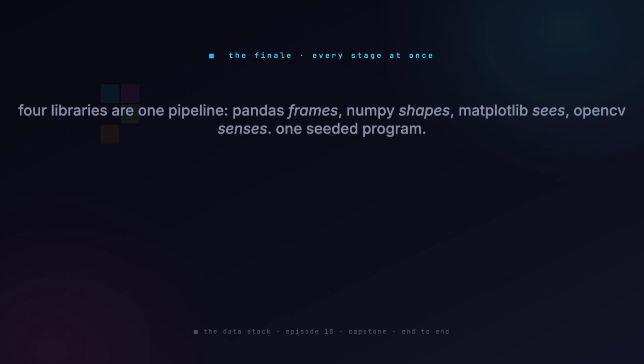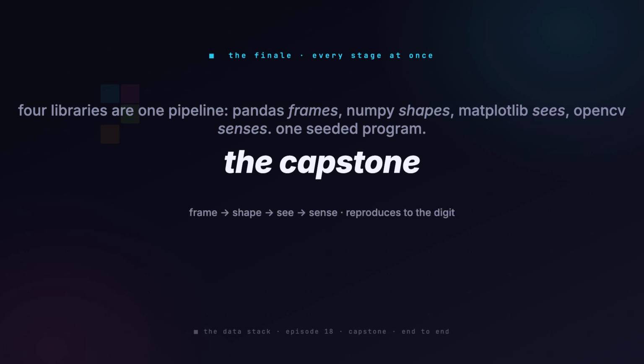Last episode we found contours and turned shapes into features. This is the finale, every stage at once. One seeded program: Pandas loads a dirty table, NumPy standardizes it, Matplotlib checks it, OpenCV augments an image batch, no downloads. Run it twice, same digits. The whole course in one pipeline you can ship.